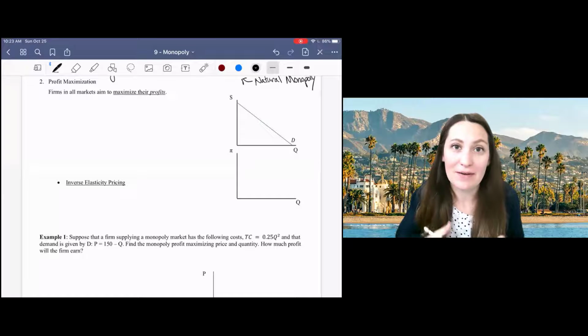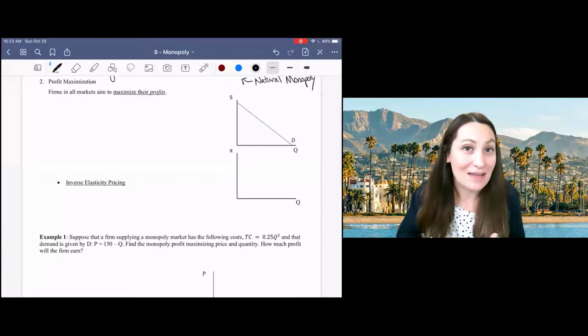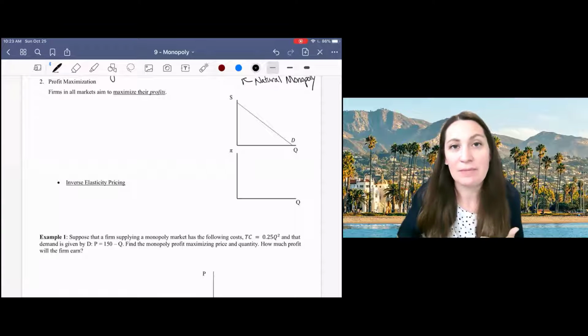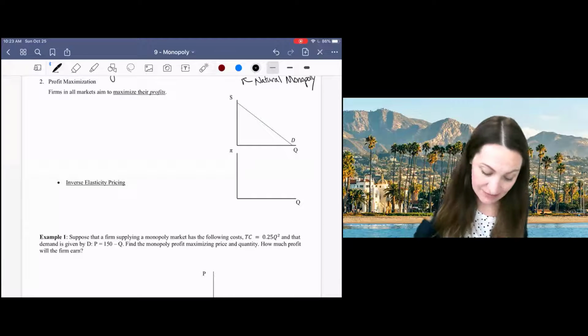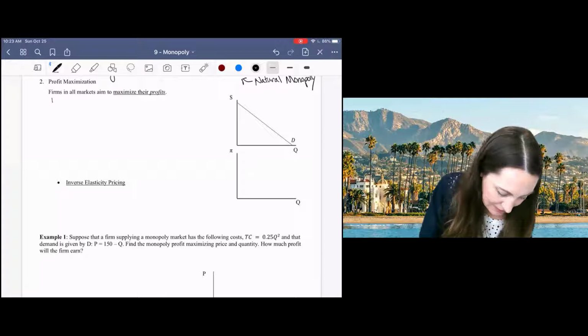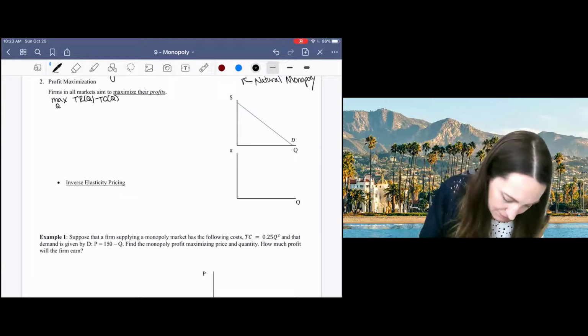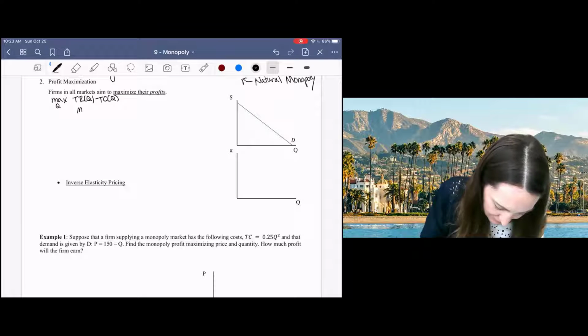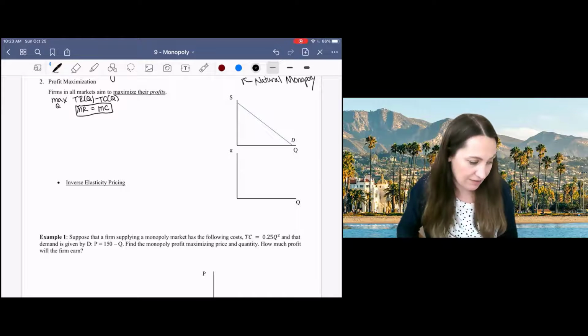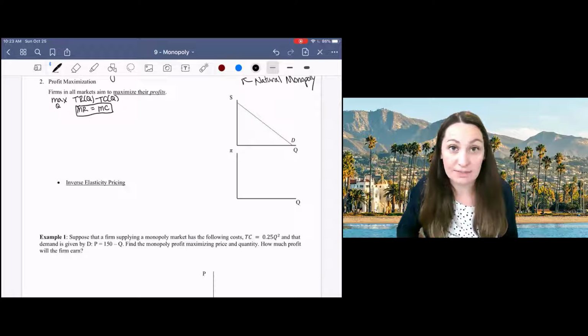So if firms with market power can choose their price, how do they decide what price to charge? Well, remember that all firms want to maximize their profits, meaning that they will maximize, choosing quantity, total revenue minus total cost. And so what we end up with when we take the derivative and set it equal to 0 is the condition for profit maximization that marginal revenue should be equal to marginal cost.